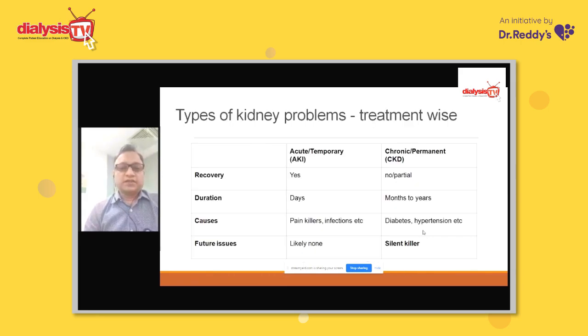I just want to tell you there are two basic types of kidney problems. One is an acute problem and one is a chronic problem. As the name says, an acute problem is something which comes within a few hours or days, whereas a chronic problem will be there for days to months to years. Chronic means it is obviously permanent, which cannot be cured. Acute is a temporary problem which can be cured.